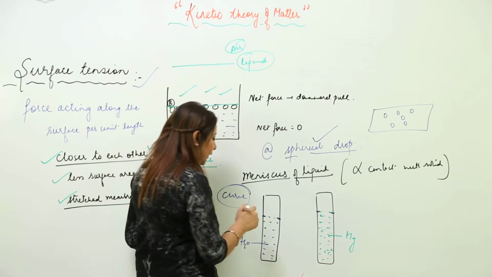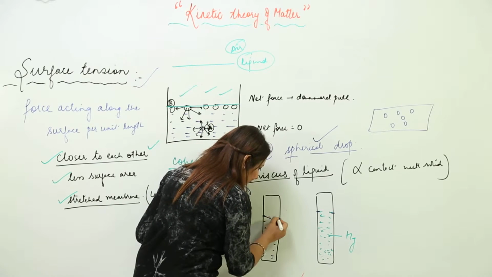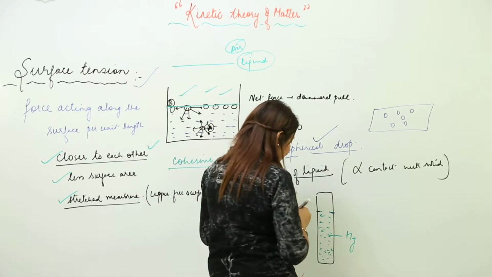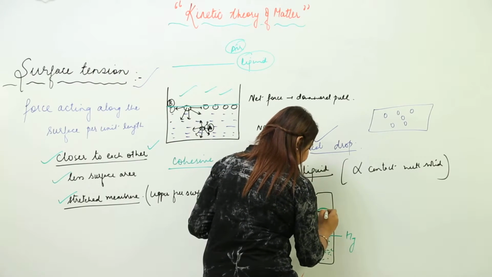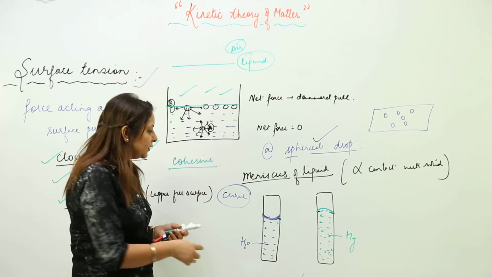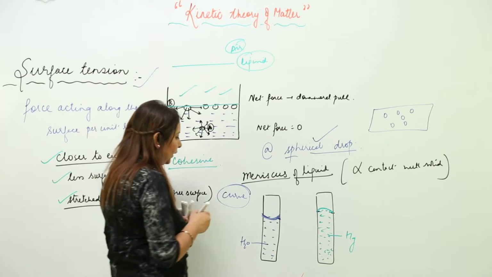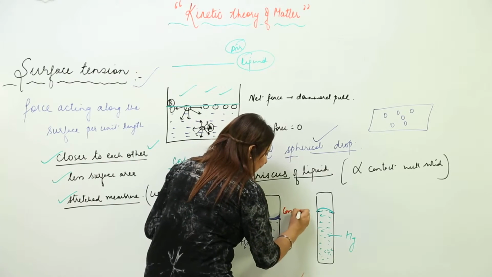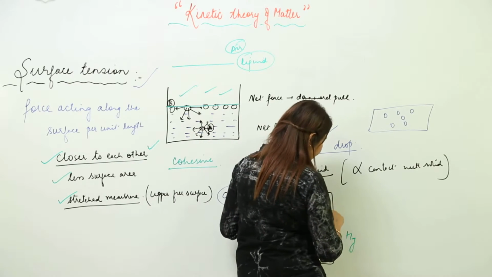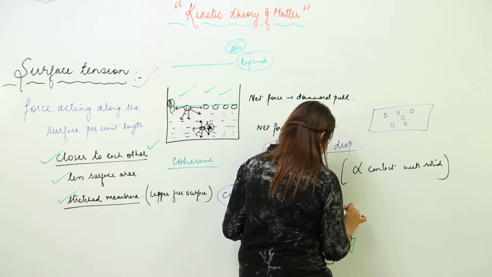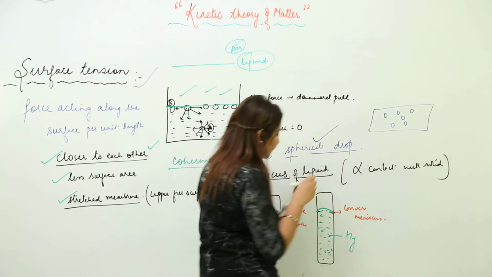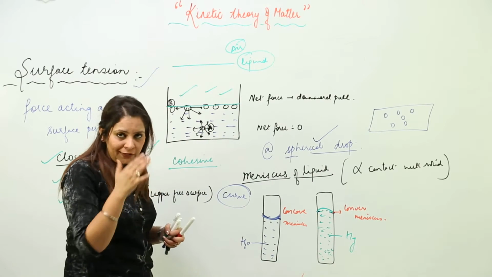And two kinds of curve can be seen. A curve can be seen like this, or a curve can be seen like this. So two kinds of curves are actually seen. If you put water in glass, you see this kind of curve, and this is called a concave meniscus. And this kind of curve is seen in the case of mercury, and this is called a convex meniscus. Now I think you got it, what is the meniscus?